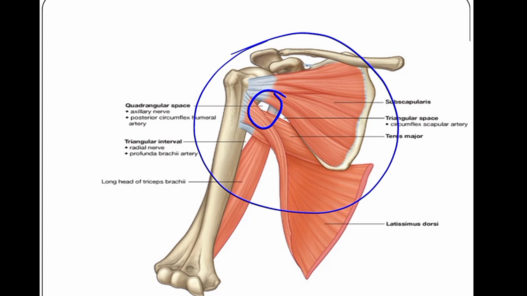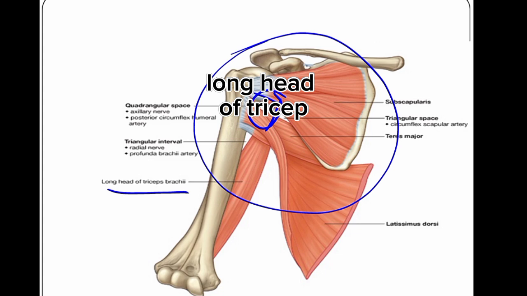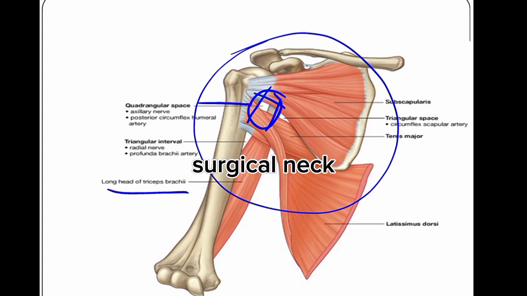The superior boundary is formed by the subscapularis muscle, the medial boundary is formed by the long head of the triceps brachii muscle, you can see, and it has a lateral boundary formed by the surgical neck of the humerus, while it has an inferior boundary formed by the teres major muscle. Collectively, these structures have a space between them that is called the quadrangular space.